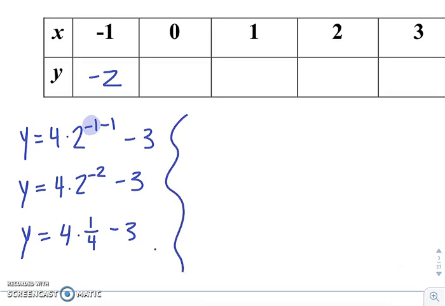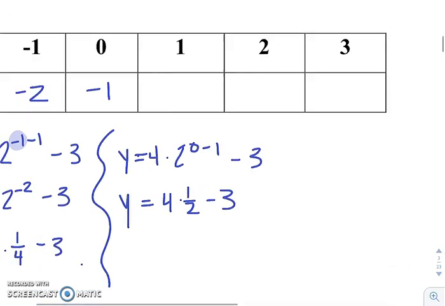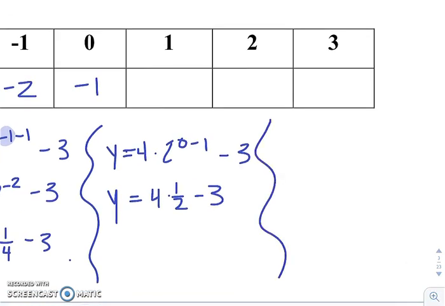So then let's plug in 0 to get that y-intercept. 4 times 2 to the 0 minus 1, minus 3. So 2 to the negative first becomes a half. And 4 times a half becomes 2. 2 minus 3 is negative 1. So then we can plug in 1. Y equals 4 times 2 to the 1 minus 1, minus 3. So 2 to the 0 is 1. 1 times 4 is 4. 4 minus 3 is 1.